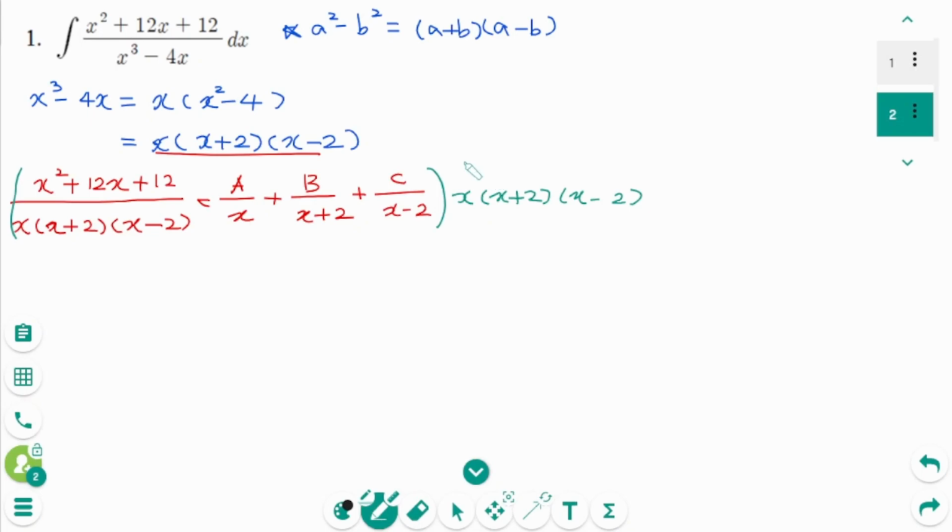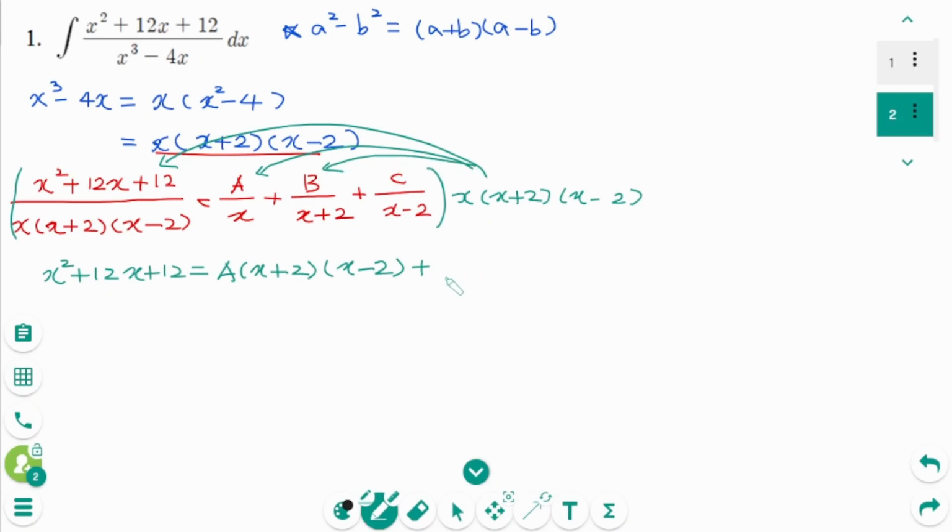Now we have the basic equation x squared plus 12x plus 12 equals a times (x cancelled), then (x plus 2) times (x minus 2), plus b times (x plus 2 cancelled), then x times (x minus 2), plus the last one, c times (x plus 2 times x minus 2 cancelled).